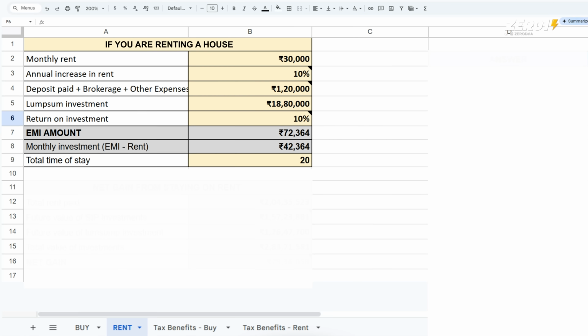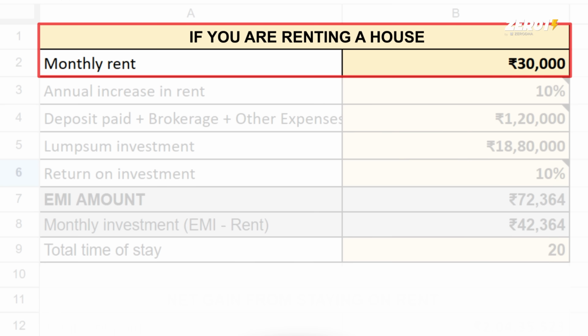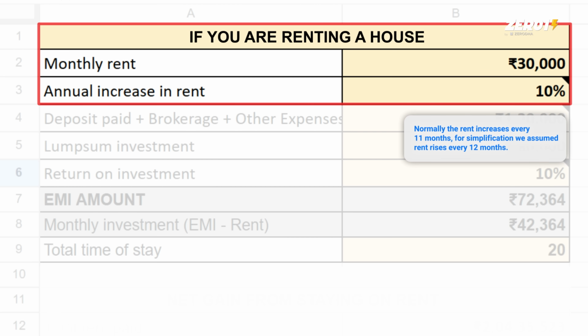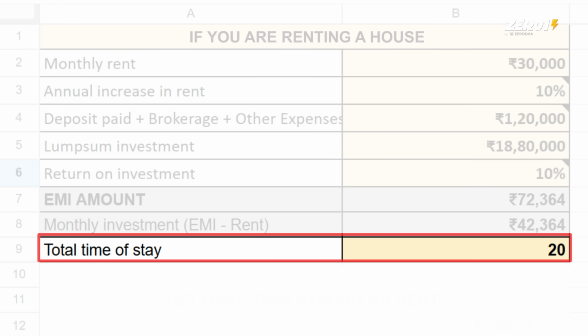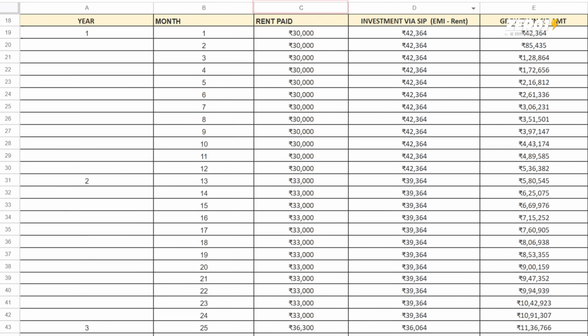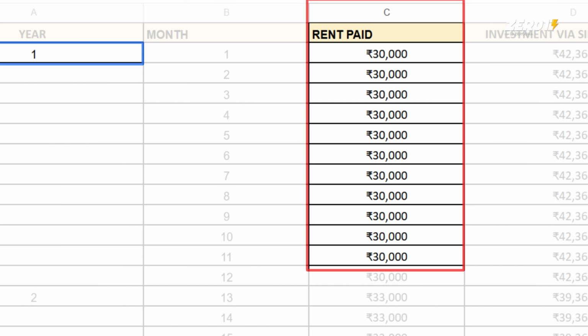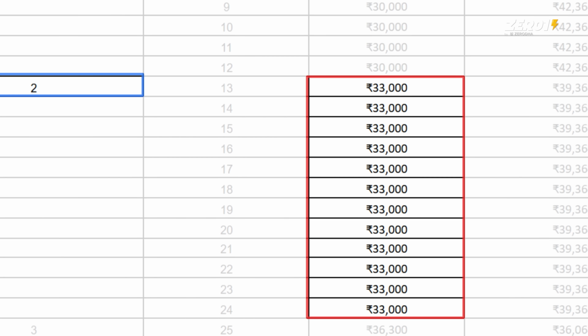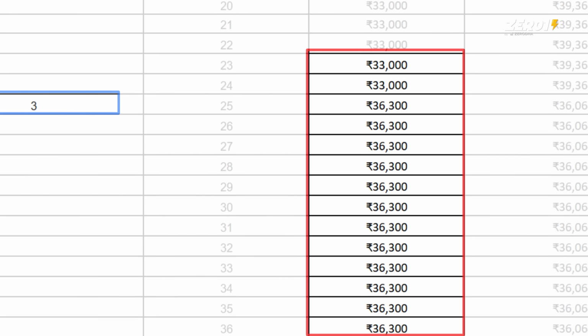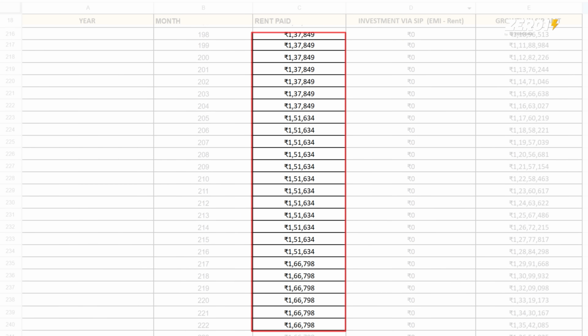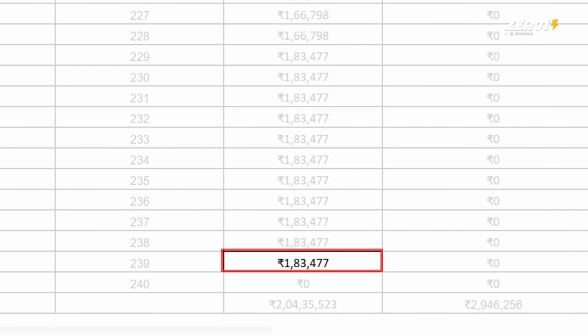First, let's see how much rent you've paid. Remember, 30,000 rupees every month at a 10% yearly increase for 20 years. I know that's a lot of numbers. That's why we have an Excel sheet. So look at this column over here, column C. You can see 30,000. And then suddenly in year 2, it becomes 33,000 because plus 10%. Then I go to year 3, it becomes 36,000. So on and so forth, all the way down. It keeps going up. And you're eventually paying almost 1.8 lakh rupees in rent.